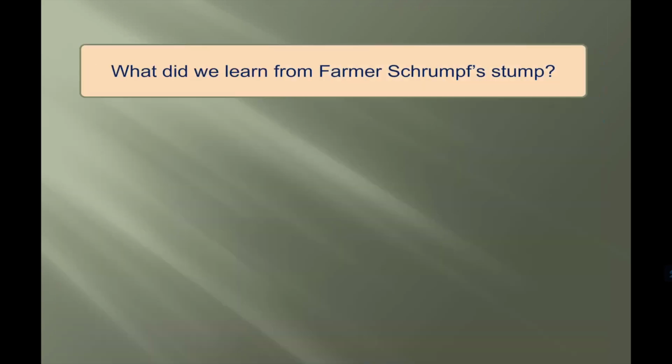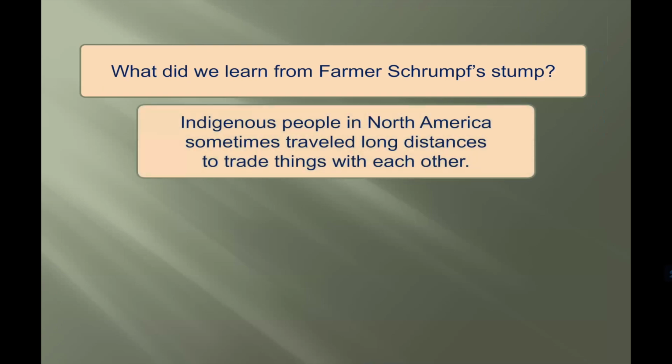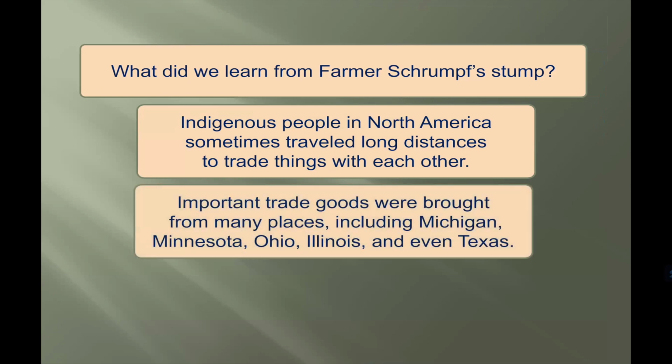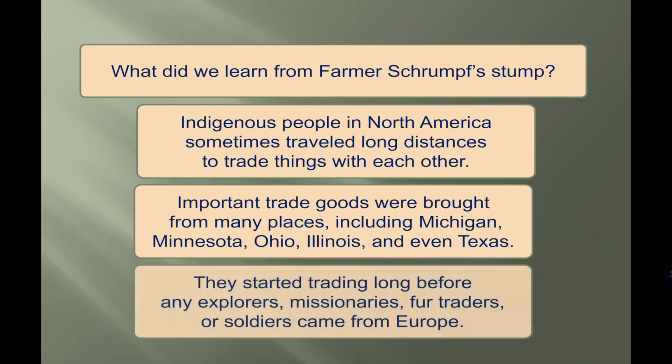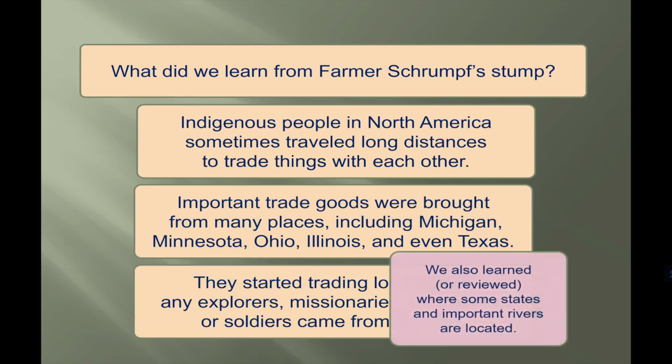So what did we learn from Schrumpf Stump? That the indigenous people in North America traveled pretty long distances to trade things with each other. That important trade goods were brought from Michigan, Ohio, Minnesota, Illinois, Texas, even from Arizona, where turquoise came from. And we know that they were sending it both ways because Michigan copper found its way all the way out into Texas. They were trading long before any explorers, missionaries, or fur traders, anybody came from Europe. And by doing this, we also learned or reviewed where some states and important rivers are located.